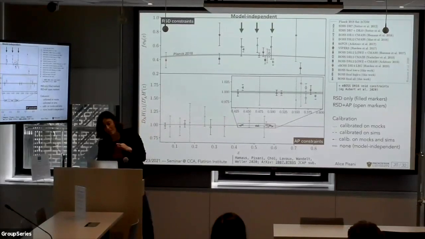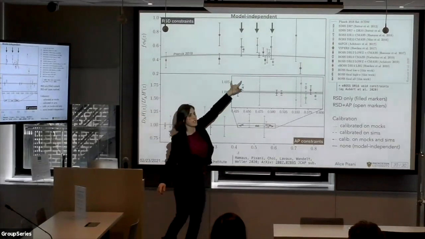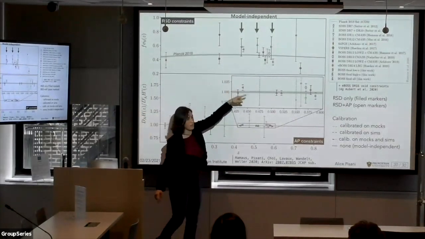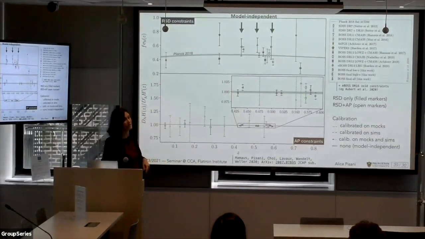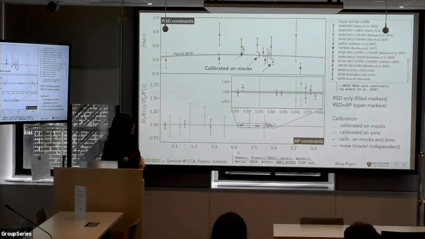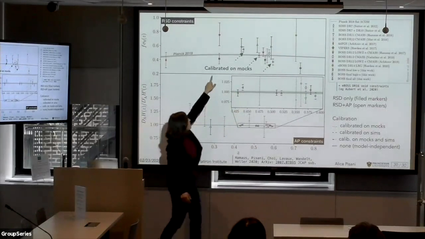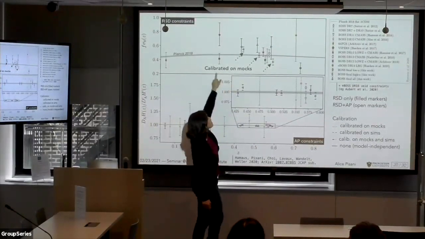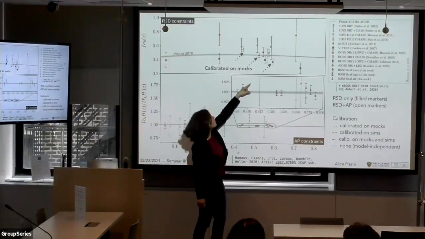But if we plug in some knowledge from— Are those points correlated or uncorrelated, the model-independent ones? These ones are correlated. The one in the middle is the overall sample. Okay, because they're surprisingly similar. Yes, I agree.